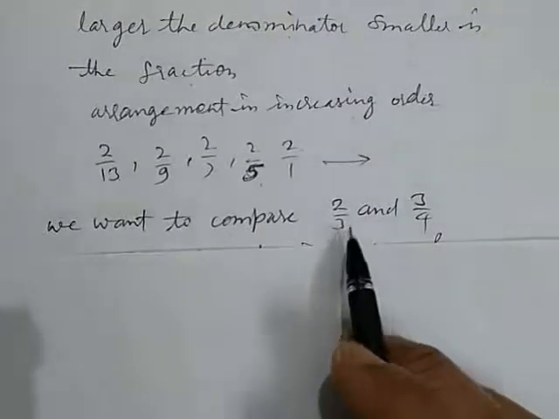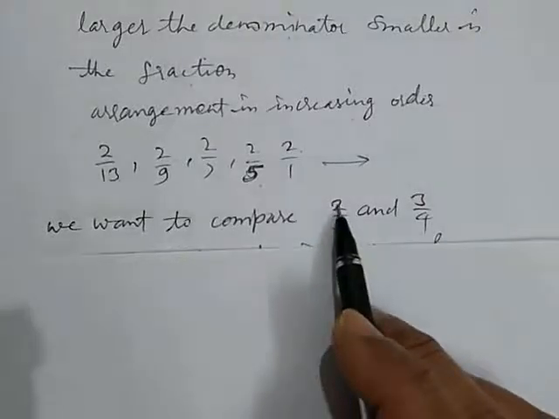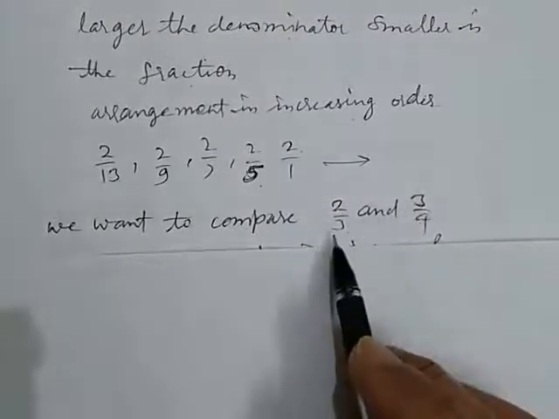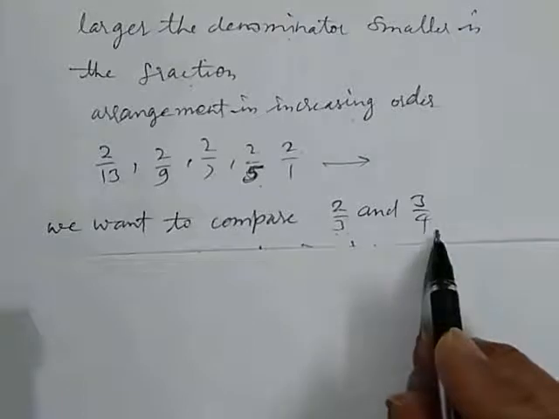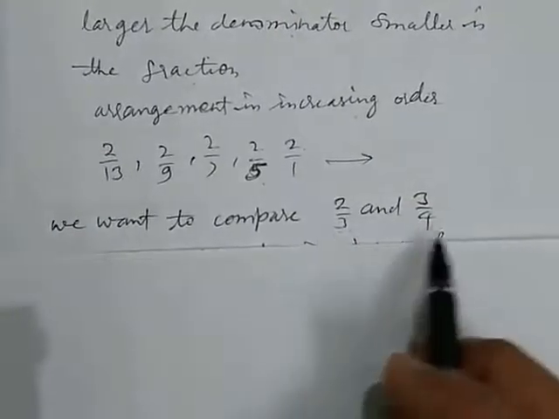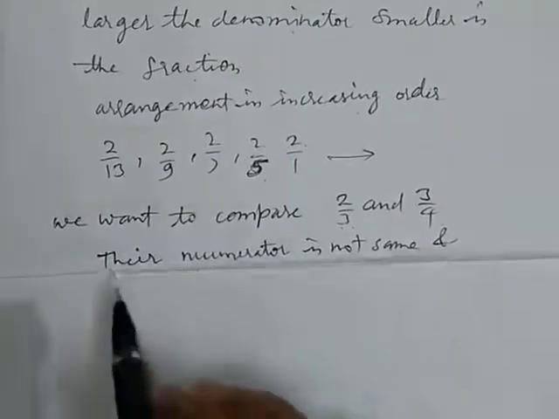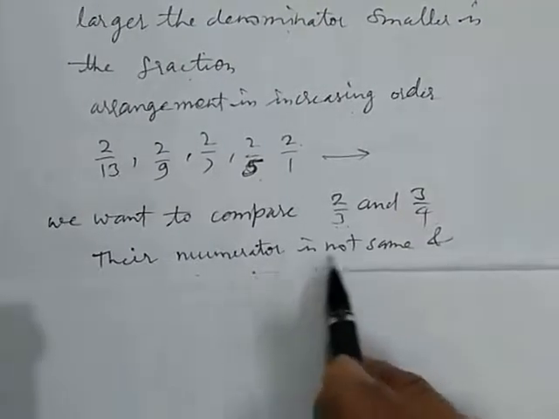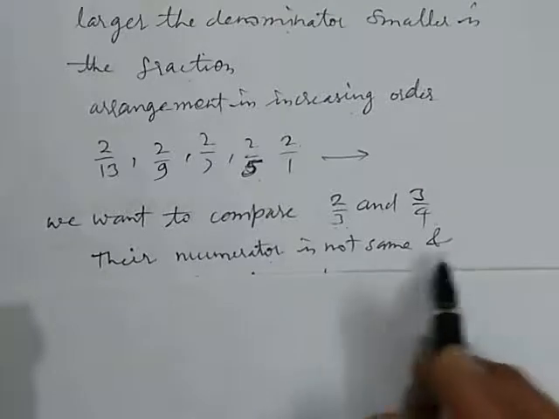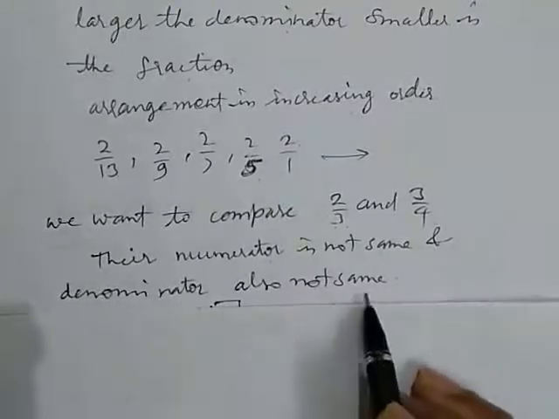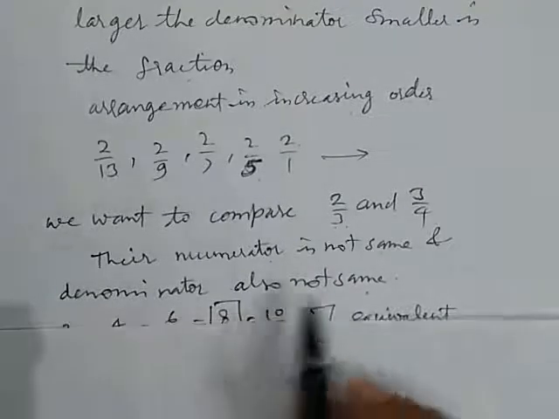Okay, now we want to compare unlike fractions like 2 by 3 and 3 by 4. Here they have neither equal numerators nor equal denominators. In such cases, how can we compare? Now we learn this. Their numerators are not the same and the denominators are also not the same. So what do we have to do?